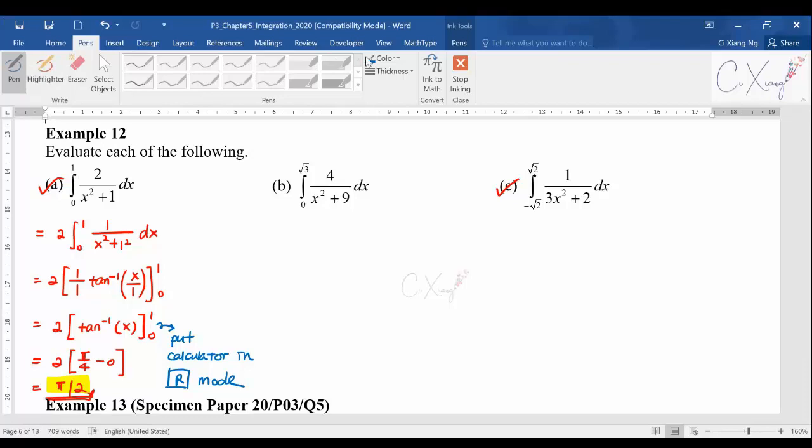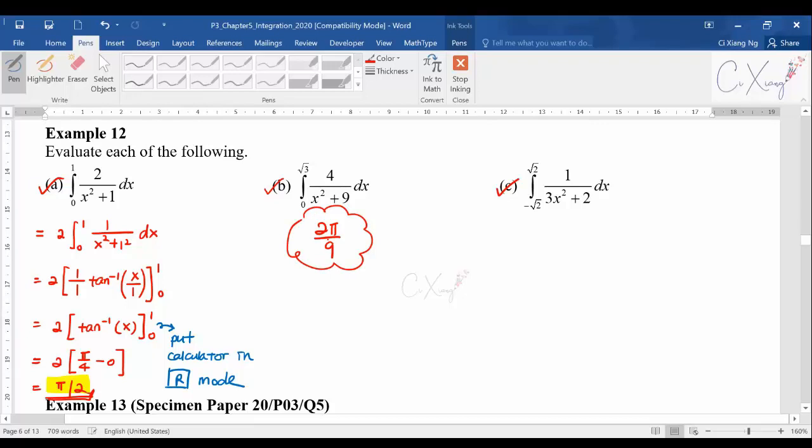Alright, and then for part B, I think I will want you to try out on your own. The 4 is a constant, you just take it out and then try to replace your equation here and apply the integration. The answer that we get should be 2 pi over 9. Alright, so this is the answer for part B. You go and have a try on your own. And then now we look at part C.